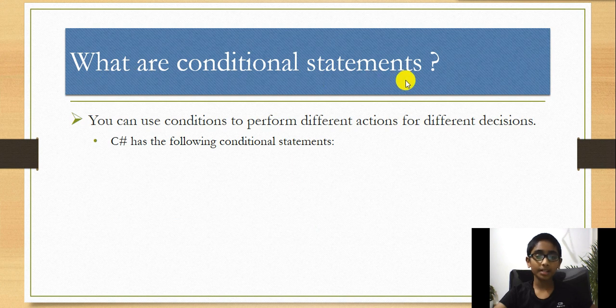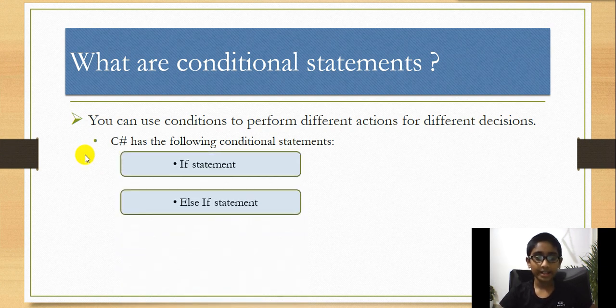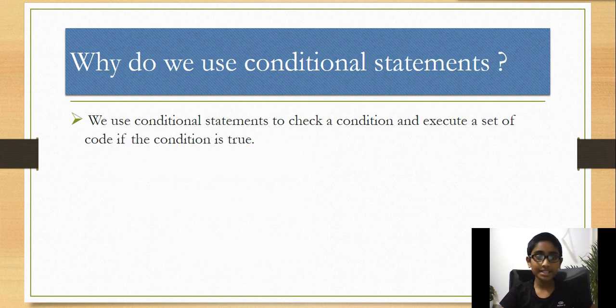First I'm going to talk about what are conditional statements. You can use conditions to perform different actions for different decisions. C# has the following conditional statements: the if statement, the else if statement, and the else statement. Next, I'm going to talk about why do we use conditional statements. Basically, we use conditional statements to check a condition and execute a set of code if the condition is true.